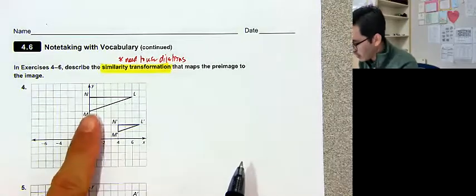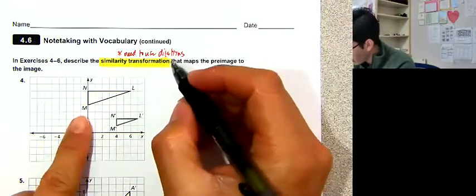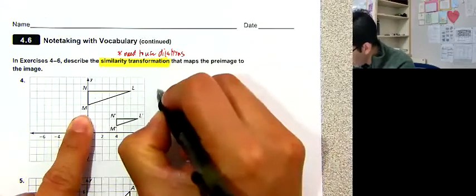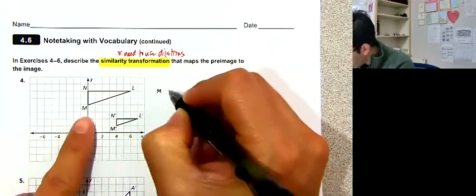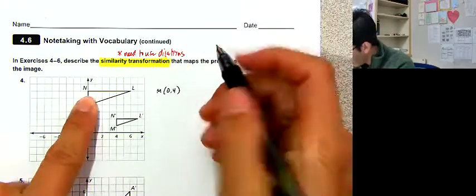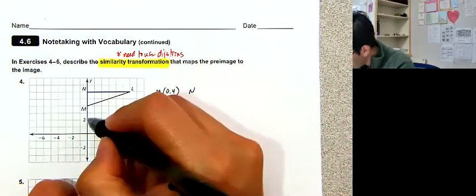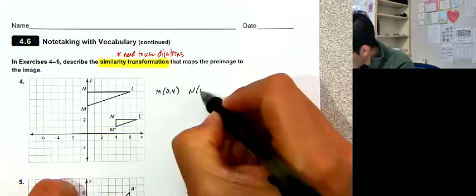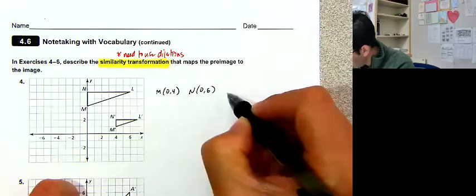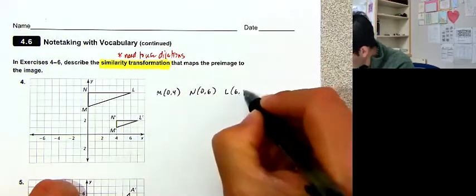All right, so let's look at question number 4. We have 3 points. Let's start with point M. The coordinates are 0, 4, and then point N has coordinates 0, let's see, 2, 3, 4, 5, 6. And then point L has coordinates 6, 6.